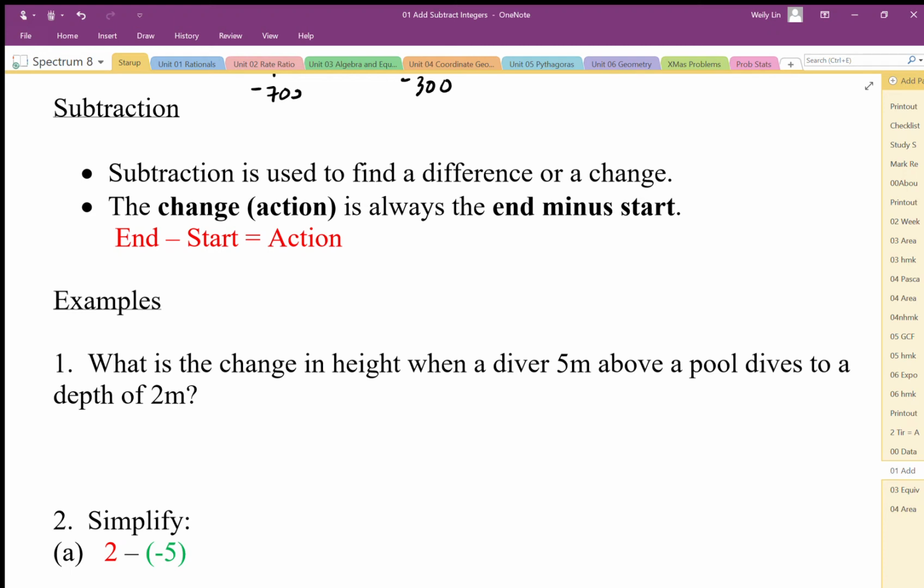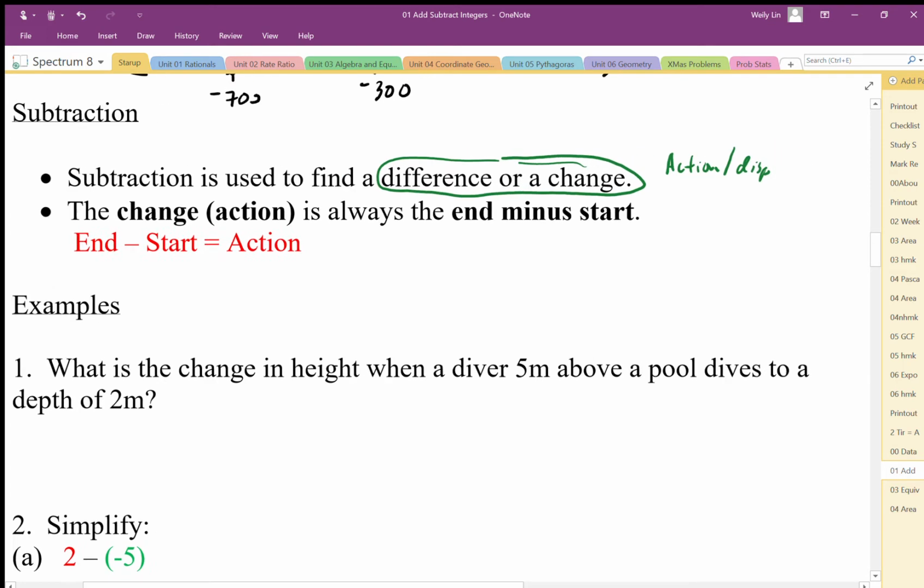So when we talk about subtraction of integers, we need to use the same model. We still need an end, a start, and an action. But the way we often describe subtraction is that it is a difference or a change. So a difference or a change really means that this is the action part. When we talk about subtraction, the answer is the difference or change, or the action or displacement.